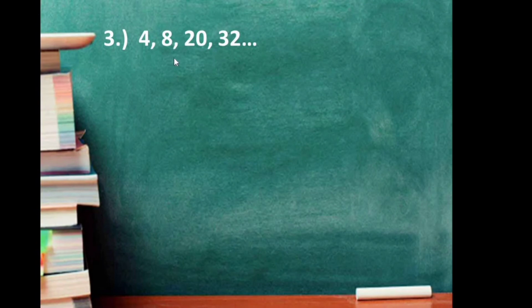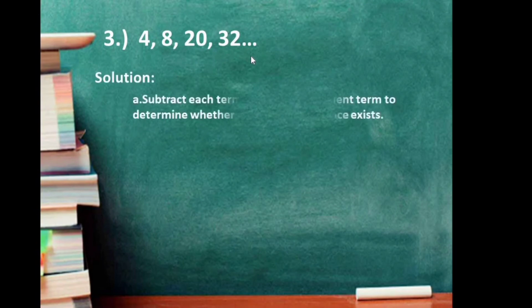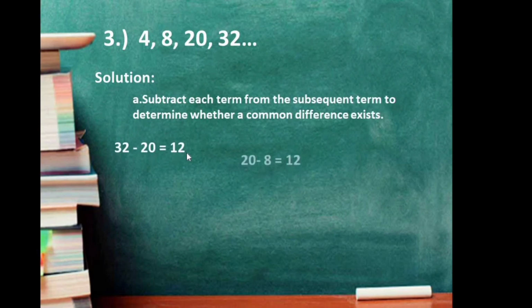We have 4, 8, 20, and 32. Solution: again, we are going to apply the steps in solving number 3. So we have 32 minus 20 equals 12. Correct. So we have 20 minus 8. The answer is 12. 8 minus 4 equals 4.